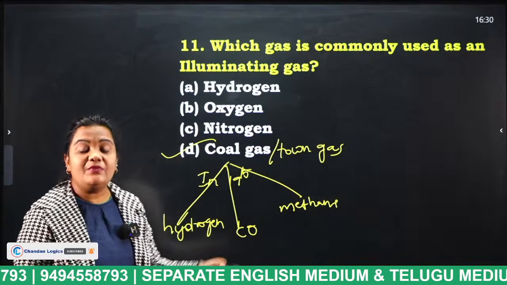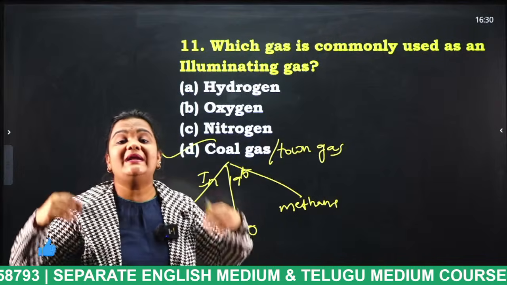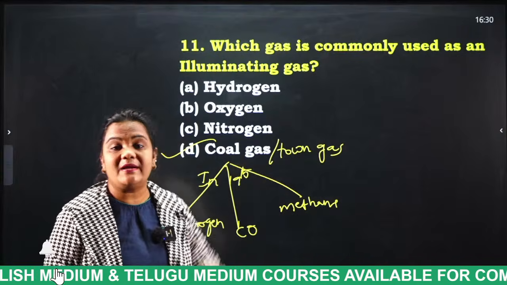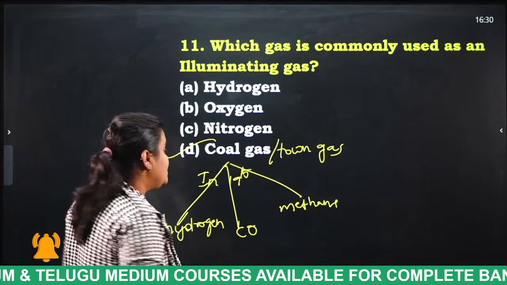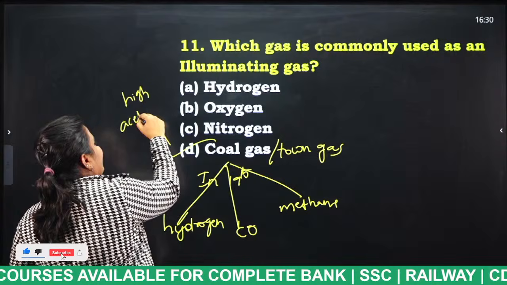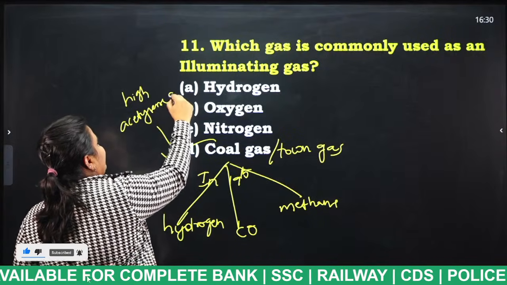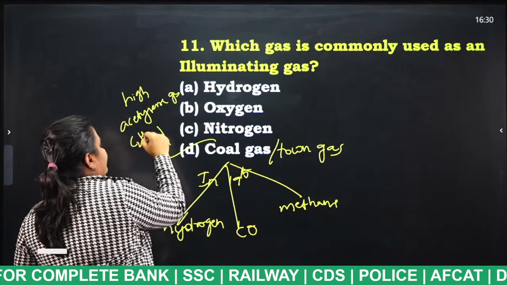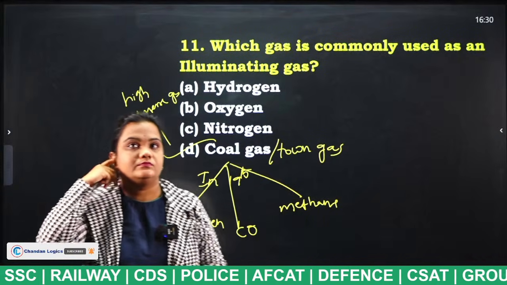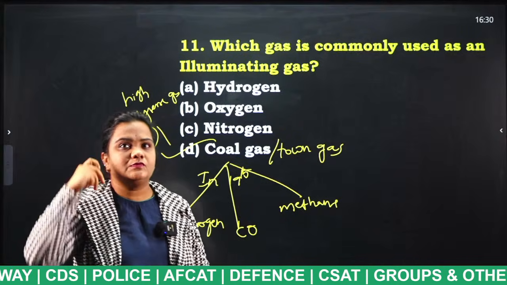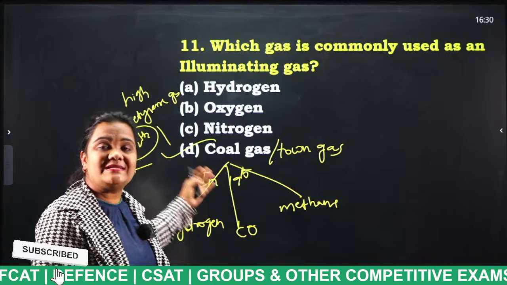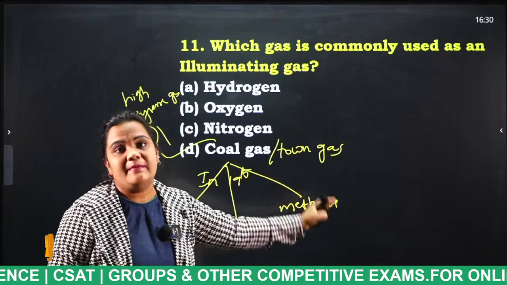If someone needs light in a very high brightness, what type of gas is used, students? For very high illumination, we will use acetylene gas. Acetylene gas, C2H2. Clear? Very, very important. Coal gas is also known as town gas, and the components present in the coal gas are hydrogen, carbon monoxide and methane.